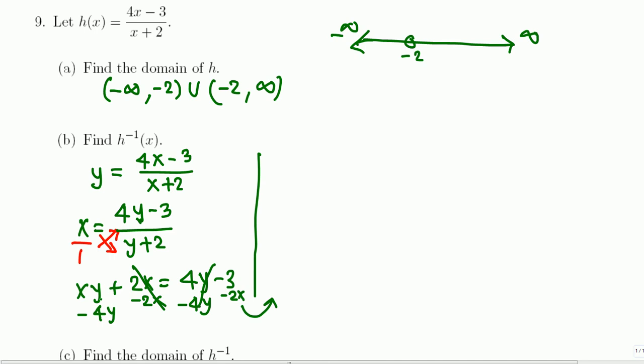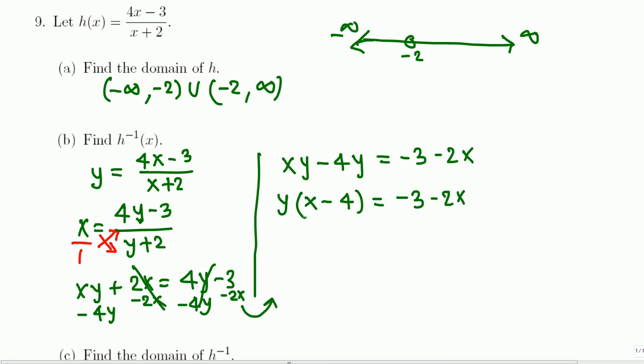Then we have xy minus 4y. They are unlike terms, so we need to write both: xy minus 4y equals -3 minus 2x. We cannot combine these two terms because they are unlike terms. Now we can factor y out. The common factor y leaves x minus 4, equals -3 minus 2x. Finally, we divide by this quantity x minus 4 to isolate y. So y equals (-3 minus 2x) over (x minus 4). This is the inverse of h.